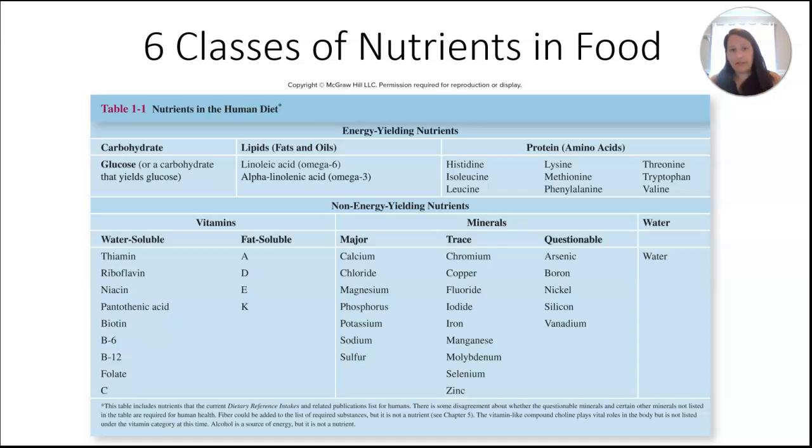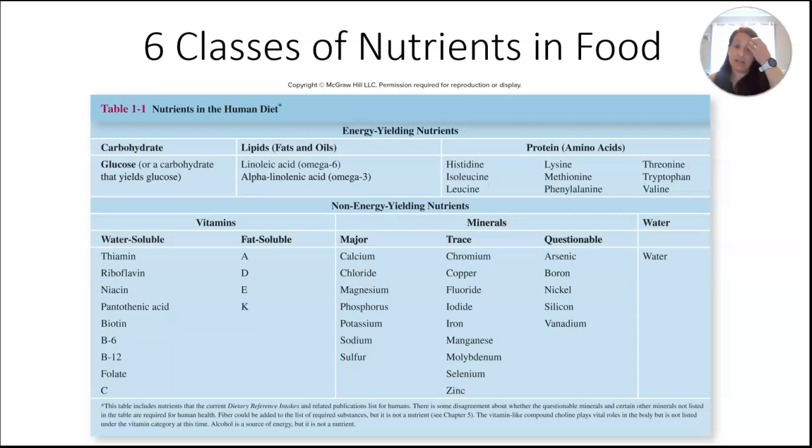So we can break up these classes of nutrients into two categories, and then we can actually break them up farther, but we can say energy yielding nutrients. So these are nutrients that provide energy to us. And then we've got non-energy yielding nutrients that have other roles in the body, but they don't provide energy. So the energy yielding are going to include carbohydrates. And an example here in this table is glucose. Glucose is a monosaccharide. It's a simple sugar. Glucose is going to be broken down, again, to yield energy.